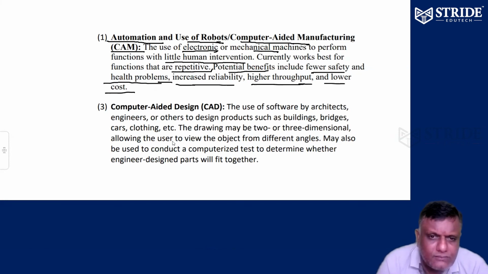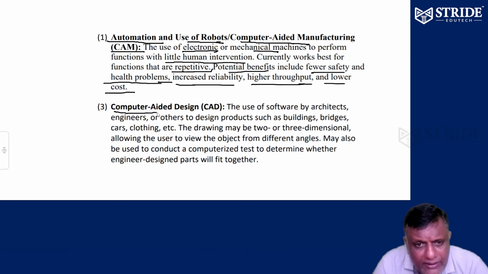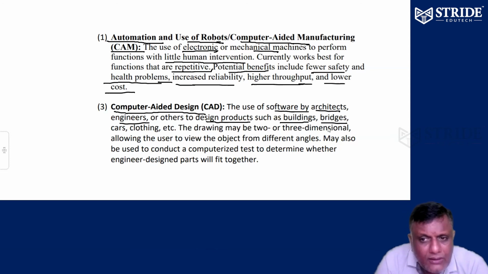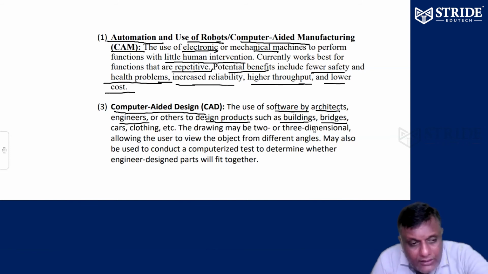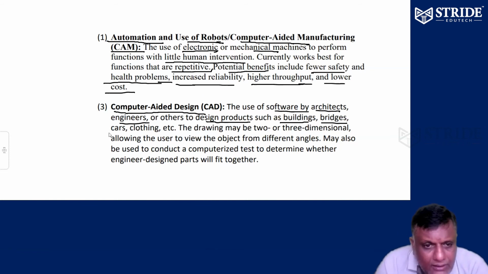Everything is going to be computer-aided design, using software. Architects nowadays use software only, and engineers use software only. They can design products and buildings using software. Computer-aided design: the computer aids the design. I have the creativity and the computer is helping me. Building construction, bridge construction, car manufacturing, cloth manufacturing, everything will use CAD, computer-aided design, either 2D model or 3D model.